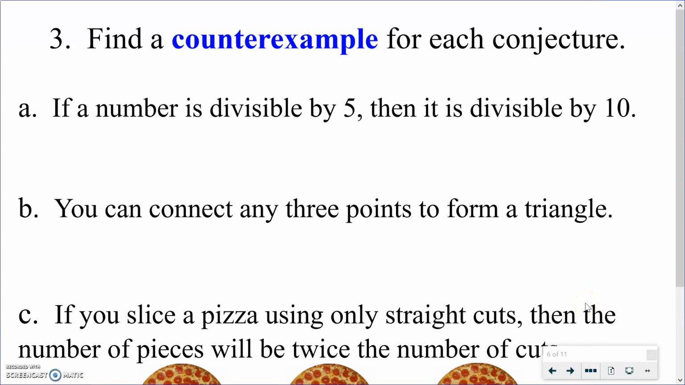The blue word here, counterexample, is super important. It is something that proves the statement to not be true. These are all conditional statements, just like we talked about at the beginning. Not all of them, but this first one is an if-then statement. We want to come up with an example that proves this to not be true. If a number is divisible by 5, then it's divisible by 10. Well, a counterexample of that would be 25, because 25 is divisible by 5, but it is not divisible by 10. So that proves this statement to be not true.